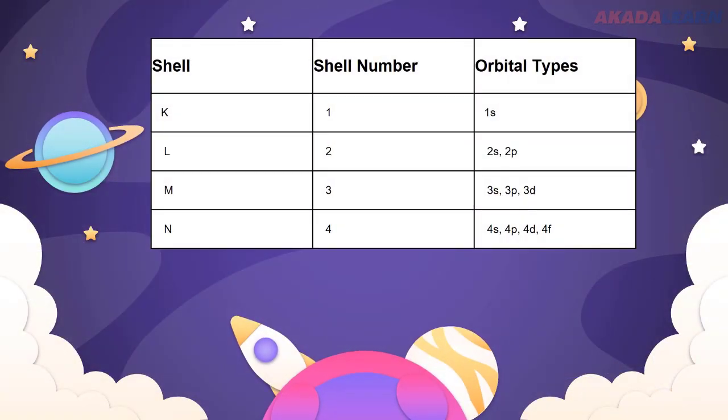So now let's take a look at this table where we have 3 columns: the shell, shell number, and orbital types. The K shell has shell number 1 with orbital type 1s. The L shell has shell number 2 with orbital types 2s and 2p. The M shell has shell number 3 with orbital types 3s, 3p, and 3d. The N shell has shell number 4 with orbital types 4s, 4p, 4d, and 4f.